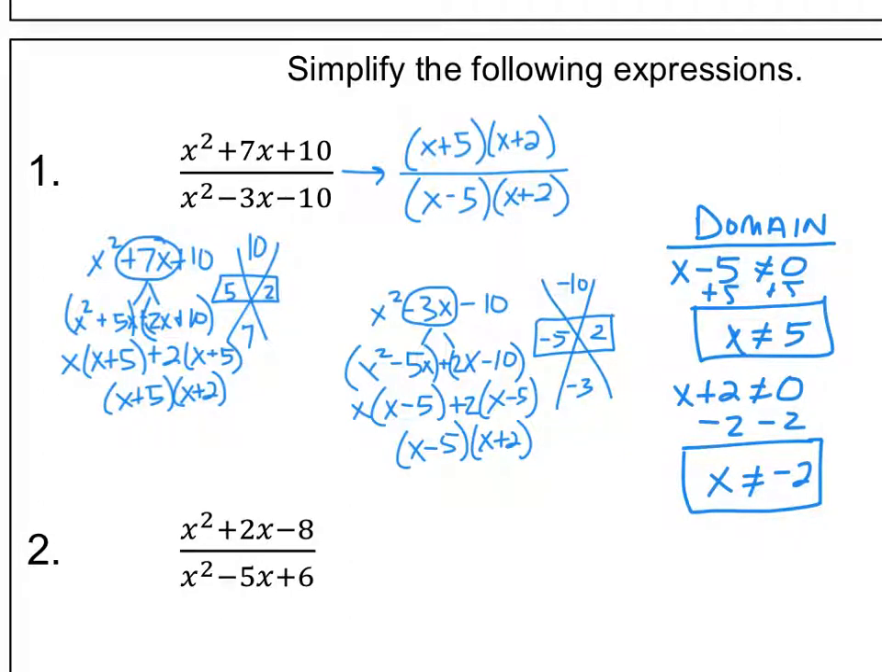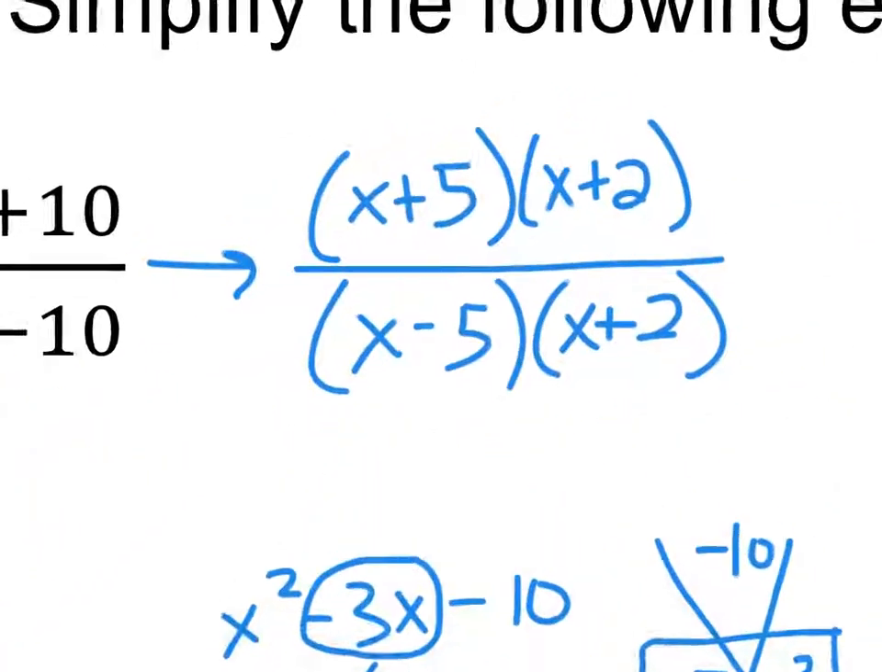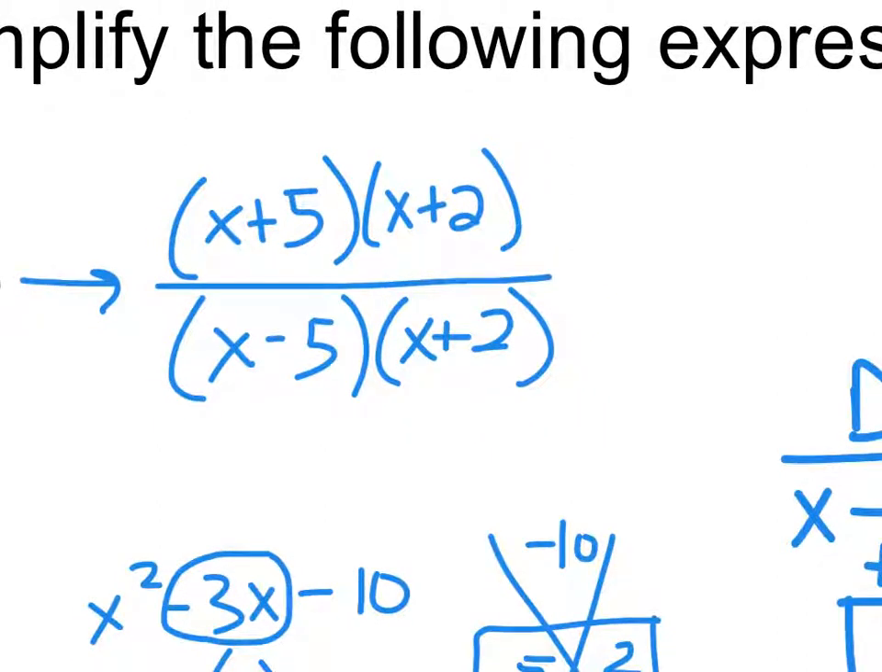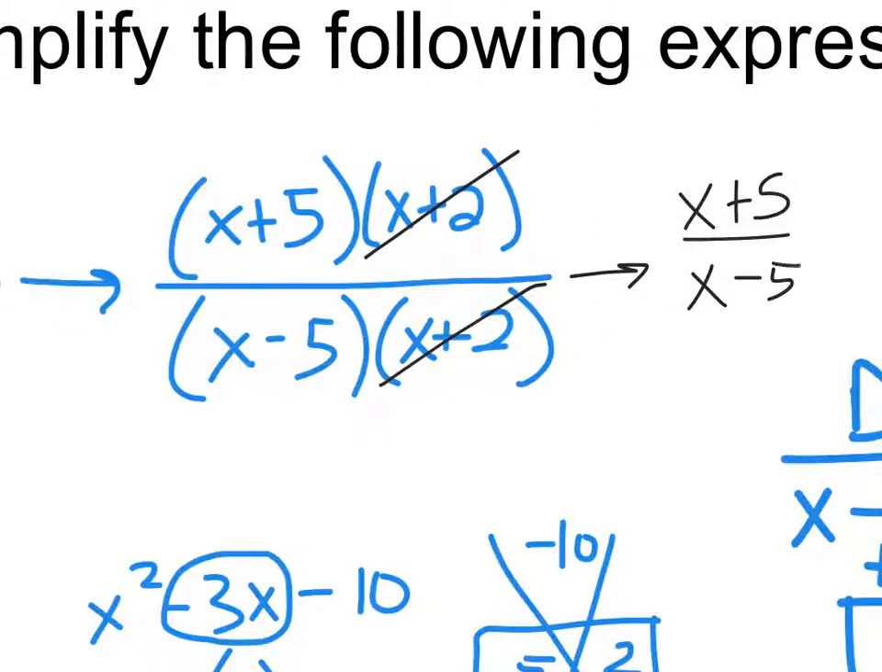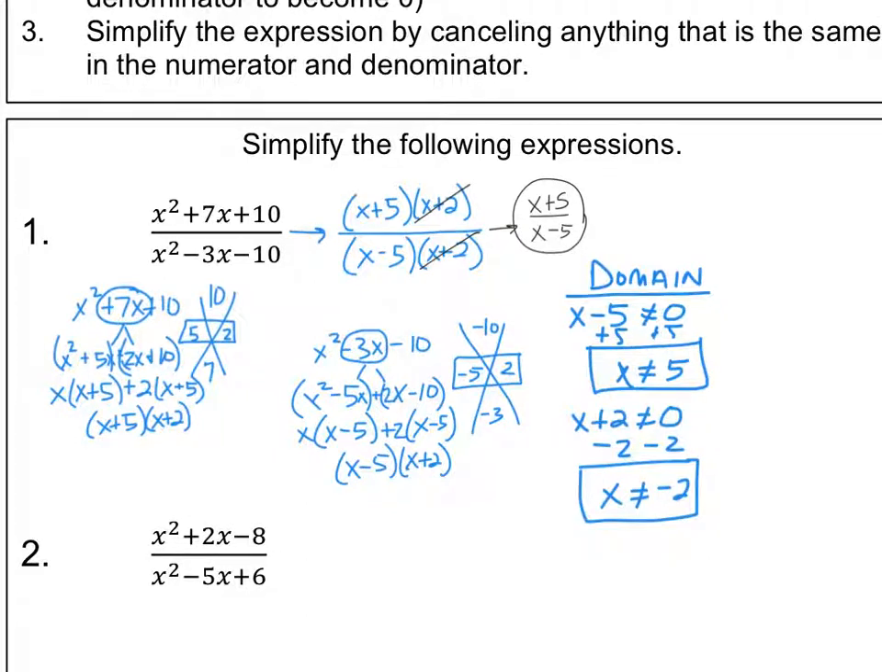Now what I can do is cancel out things that are the same, top and bottom. So as I look at this problem now, what two things are the same on the top and the bottom? Well, my x plus 2's. These guys are the same. They're going to cross out. Is x minus 5 and x plus 5 the same thing? No, they're not. They're completely different. So I can't do anything with that. So I just simply leave that as my answer: x plus 5 over x minus 5, with a domain of x cannot be 5 and x cannot be negative 2.